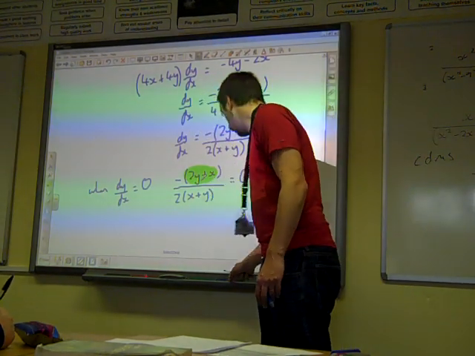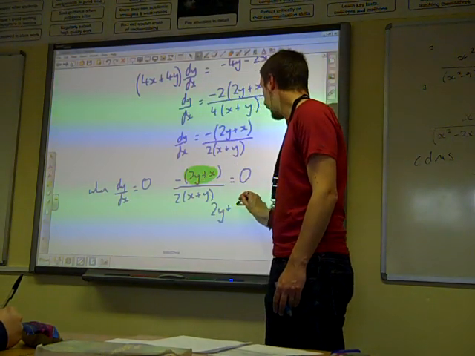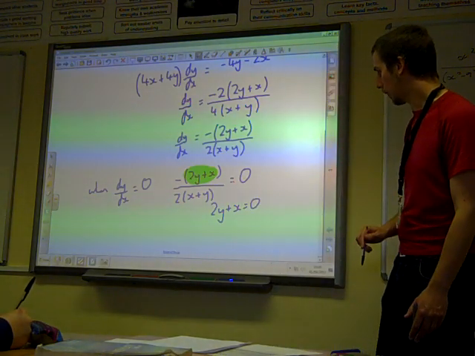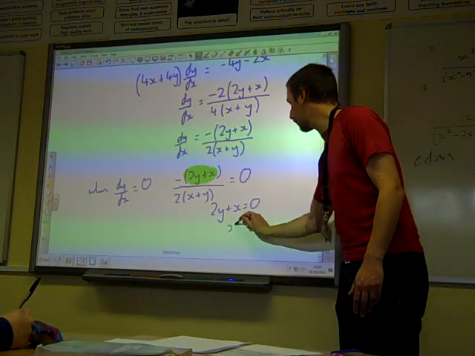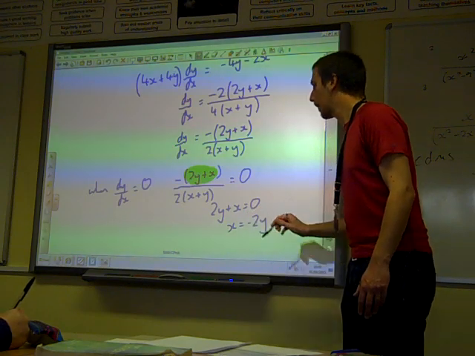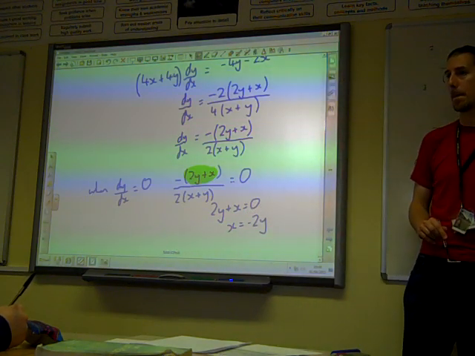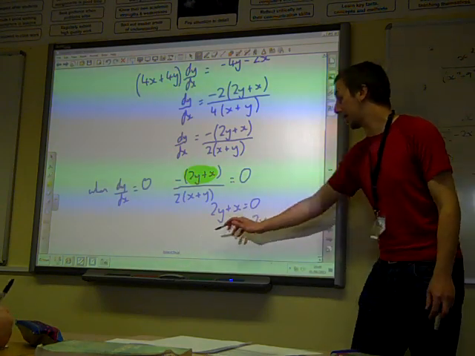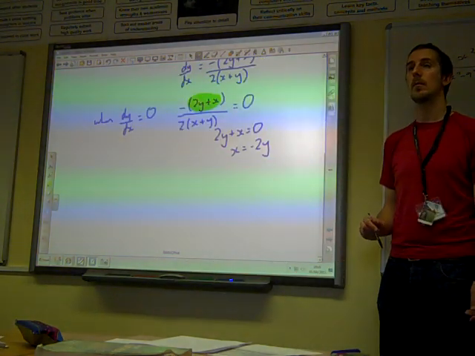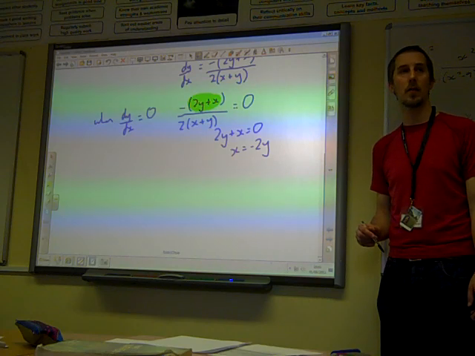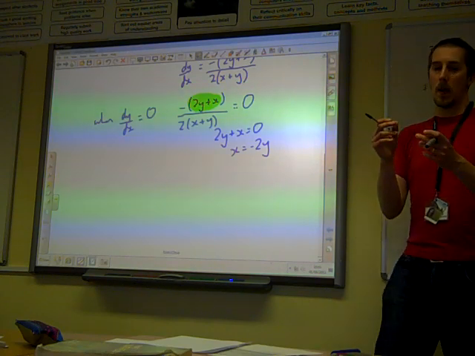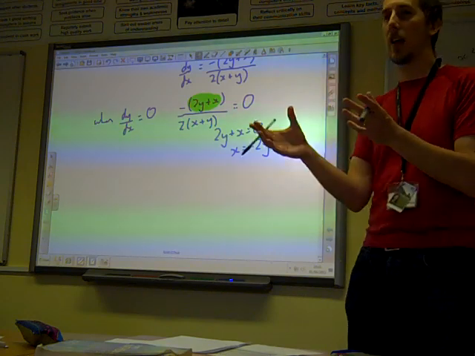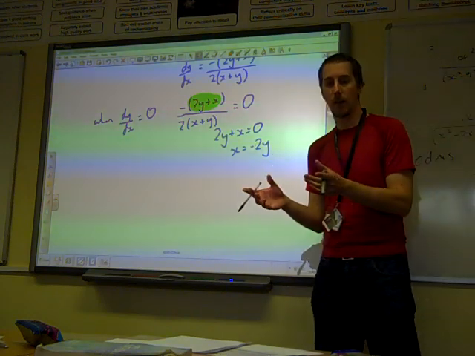So we want to know when is 2y plus x equal to 0, and that's 0 if, well, how can we write that? x equals minus 2y. Okay, that's the only bit that would give us dy by dx is 0. But that hasn't told us any coordinates yet, has it? That's just told us a relationship between x and y that gives us 0.